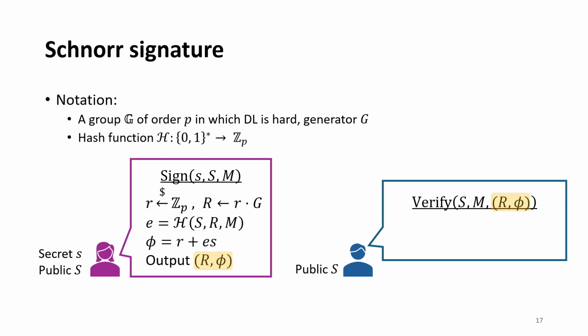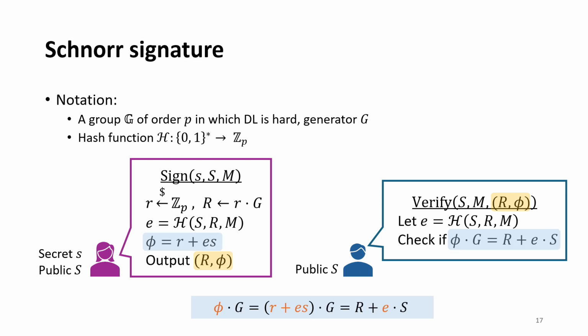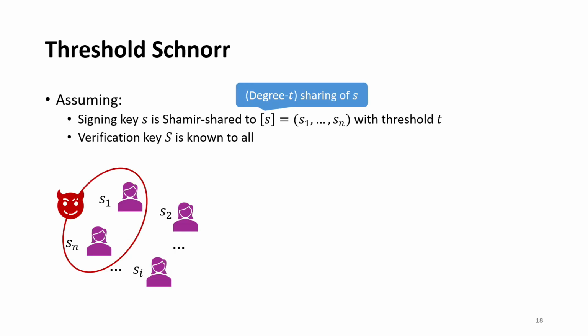Then the verification is relatively simple. It recomputes the hash exactly as before, and then checks the relation phi times G equals R plus E times S times G, that is, the relation phi equals r plus E S, but in the exponent of G. In the threshold version of Schnorr, the signing key S is secret shared among multiple parties. In this talk, we assume that S is already shared, and we focus on how to compute the signatures.